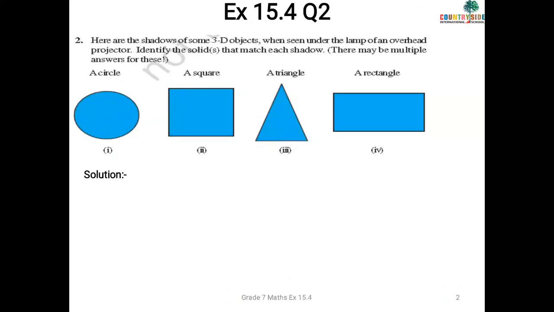Now let's solve question number 2, and trust me, this question is also very easy. Read the question. Here are the shadows of some 3D objects when seen under the lamp of an overhead projector. Identify the solids, then match each shadow. There can be multiple answers for this. In this question the shadows are given to you: a circle, square, triangle, rectangle, and you have to identify the object. Now let's see the answer.